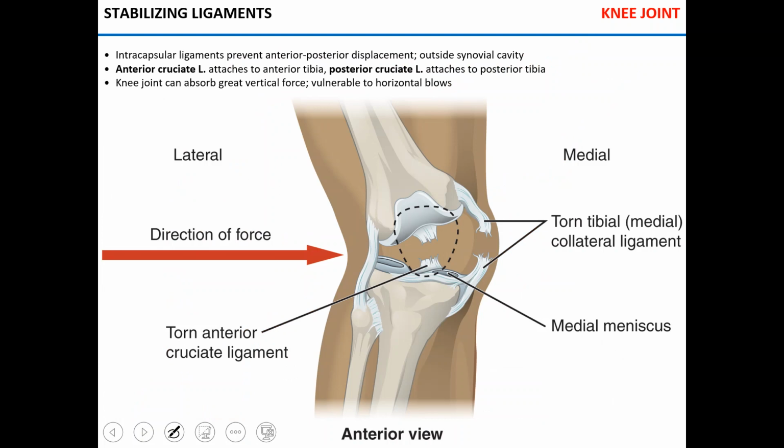So what happens if somebody experiences a lateral blow into the knee? First, the tibial collateral ligament is torn. Then the anterior cruciate ligament is torn, and then the meniscus is going to be torn. So these three things, tibial collateral, anterior cruciate and medial meniscus, are elements of the knee that can be damaged as the result of a lateral blow to the knee.